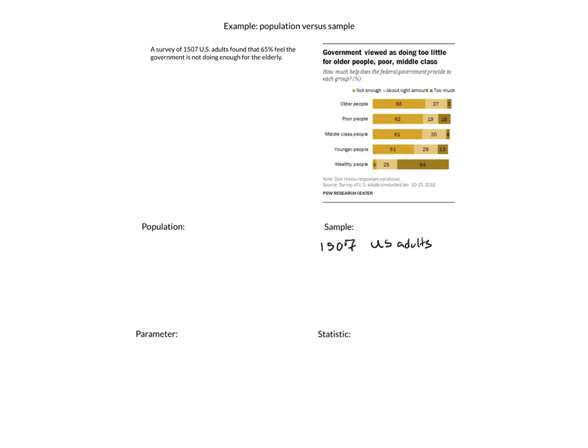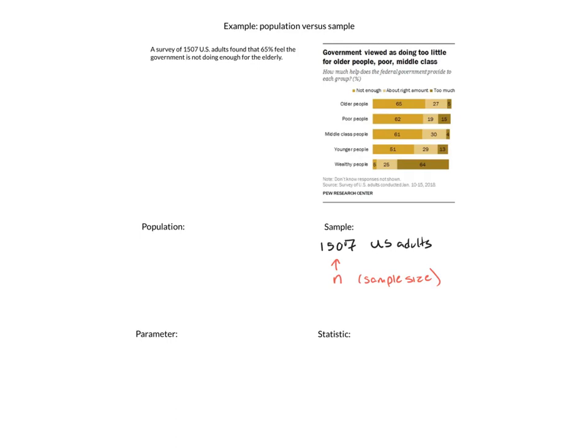From here on out, when we refer to how many people were asked, we'll refer to this as N. That is, N is going to be our sample size. So in this case, N is 1,507, and when we talk about the sample, we also identify who? 1,507 adults.